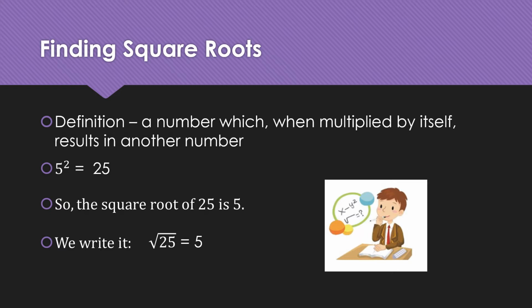It can be written as 5 squared is equal to 25, where 5 is the square root and 25 is the square. So the square root of 25 is 5, and we can write it with the symbol: the square root of 25 is equal to 5. 5 times 5 equals 25, and negative 5 times negative 5 is also 25.